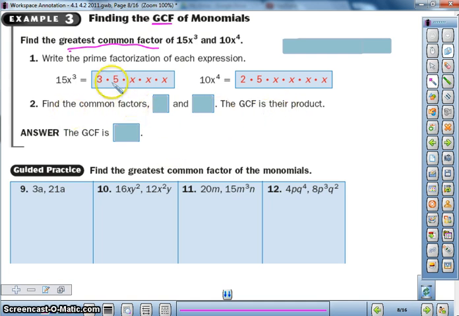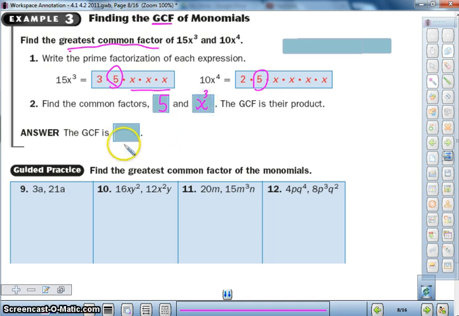What's our common factor? Well, they both have a 5 in common. So our common factor is 5. They also have 3 x's. So here I have 3 x's and here I have 4. Remember we said we take the smaller of the numbers, so x to the third. So our greatest common factor is 5x to the third.